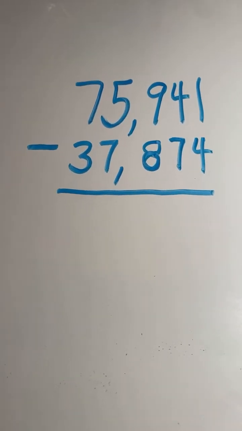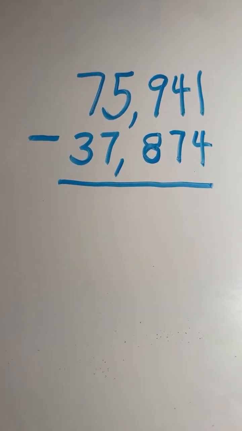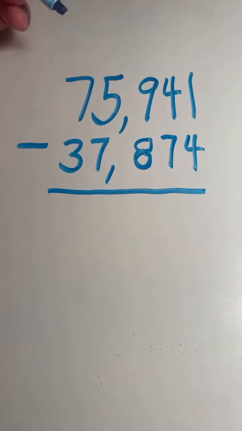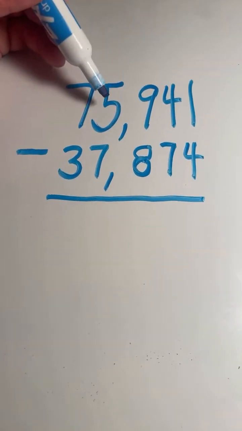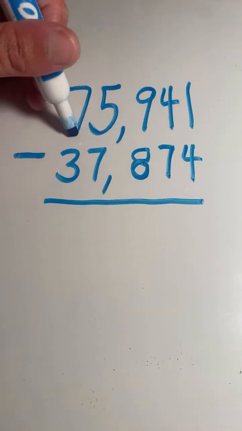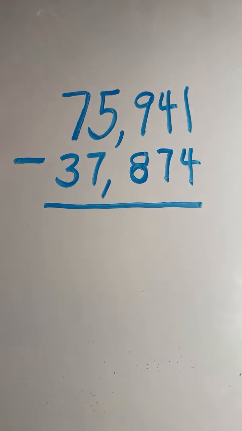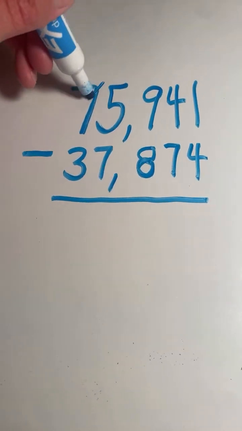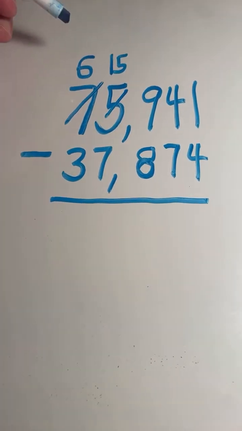All right, next example problem, 75,941 minus 37,874. So again, we have to do all of our regrouping first. You can't start with 5 and take away 7, so we have to take a 10 from the 10,000s place. Back in the 90s and early 2000s, we used to call this borrowing, but it's not really borrowing because we don't give it back. So the 7 becomes a 6, the 5 becomes a 15.